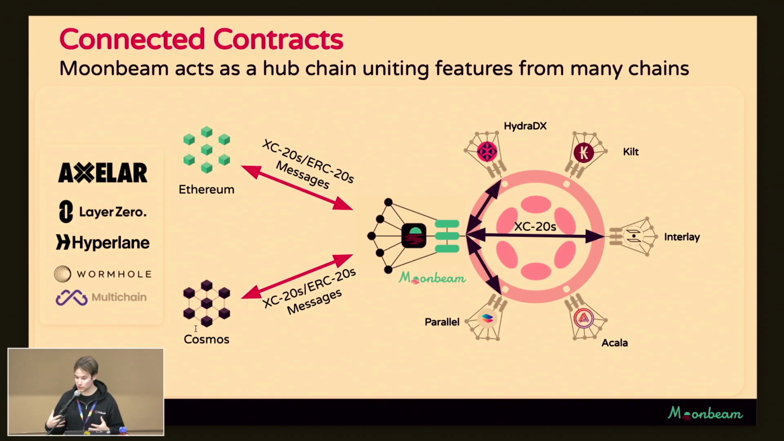And another example just within Polkadot is Interlay, which provides an insured form of Bitcoin. And you can then go ahead and use that Bitcoin in DeFi on Moonbeam. And that works by the Interlay BTC being moved as an XC20, which is a cross-chain asset. And then that can be used in DeFi very seamlessly.